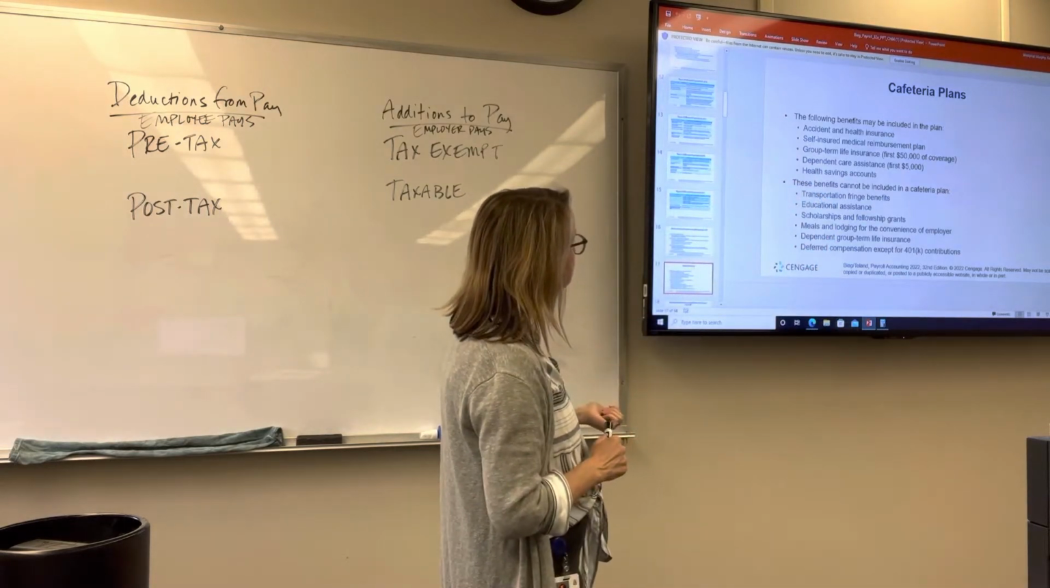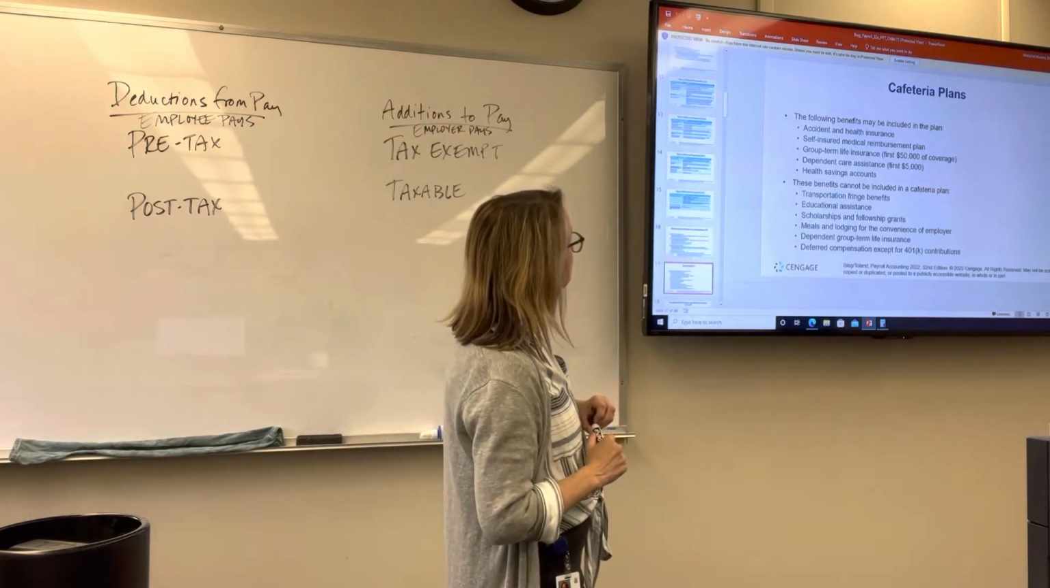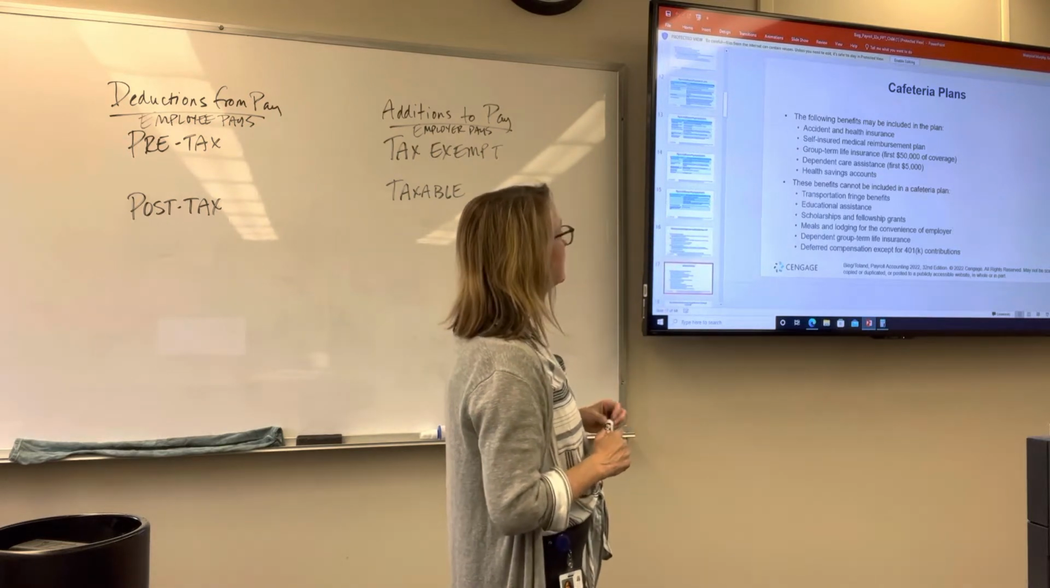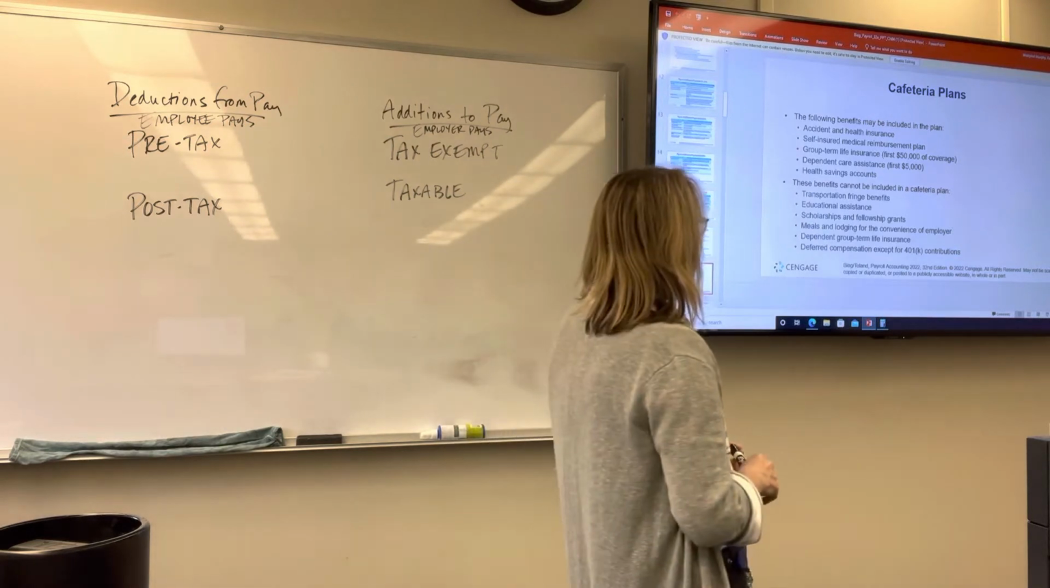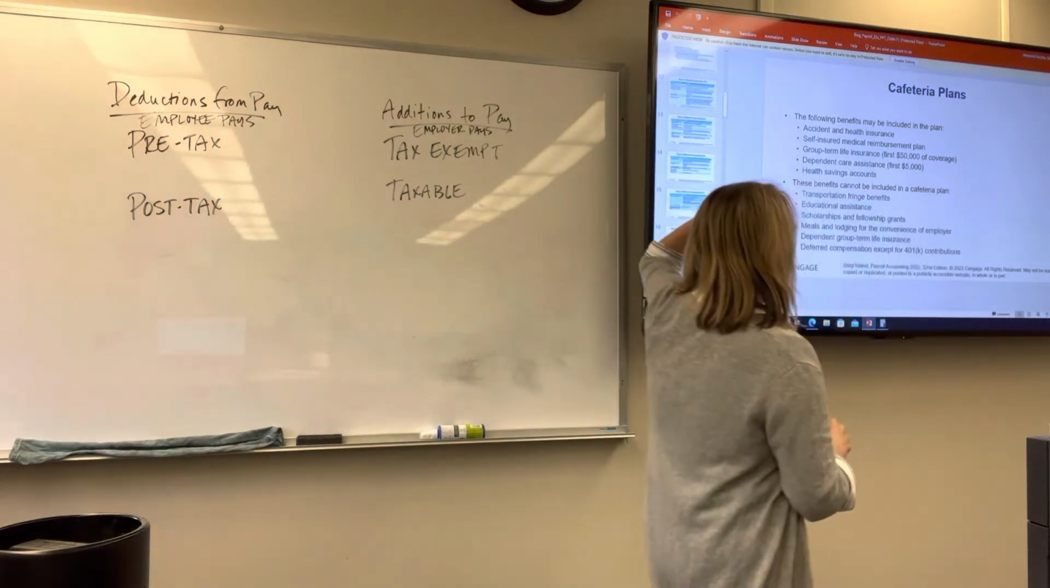Dependent care assistance, the first 5,000 of that. At least when this was published, it was 5,000. And then those health savings accounts as well. This would also include the flex spending accounts.